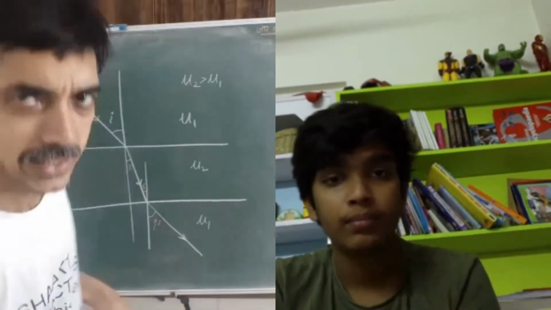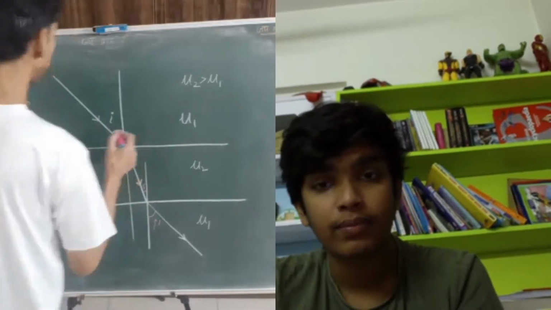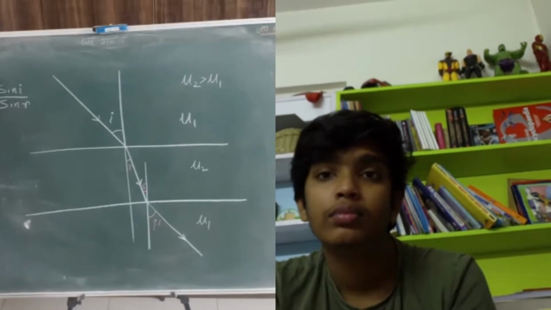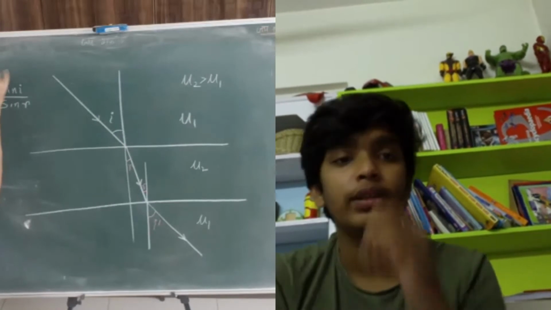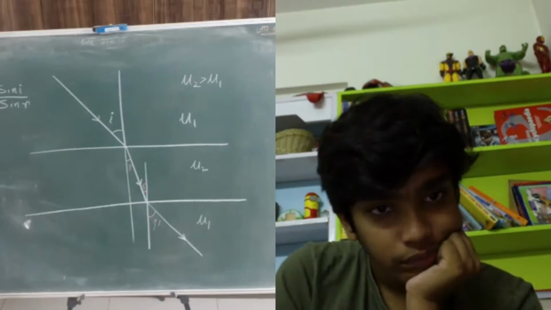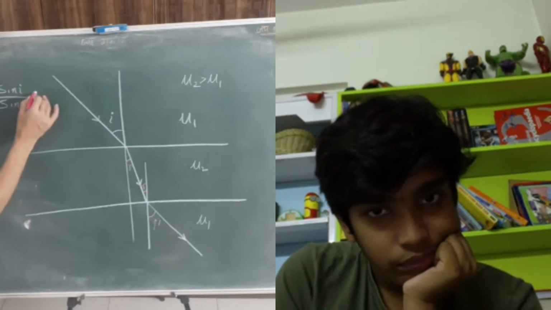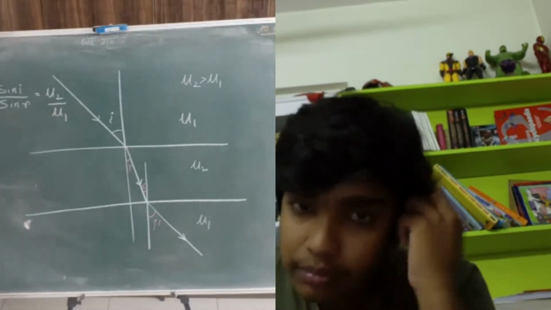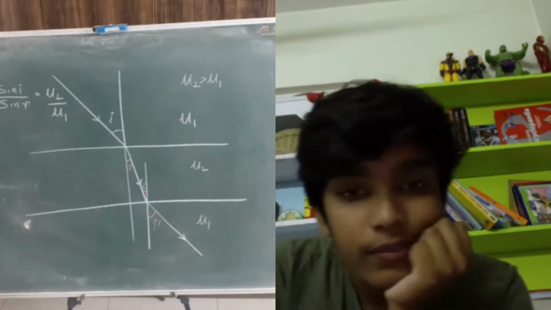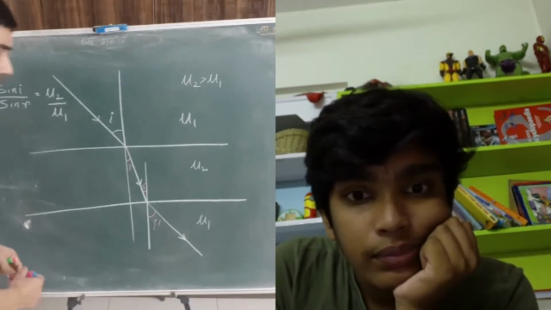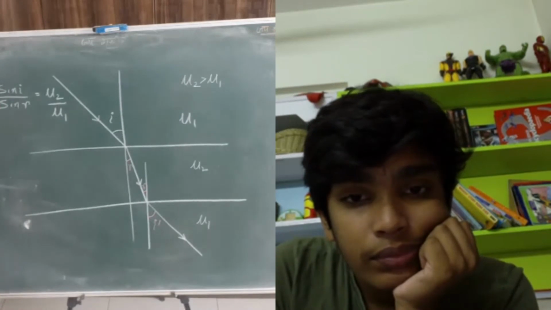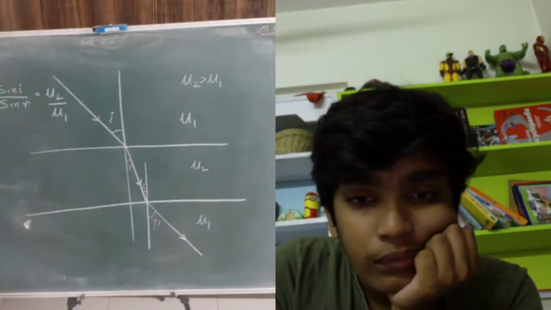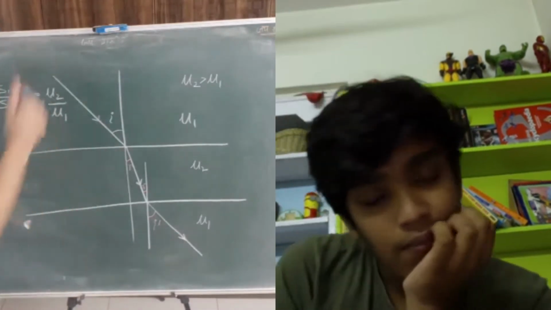Snell is the name of the scientist. It is also called Snell's law. Now tell me, for the first interface, what will you write? Sin I by sin R is mu2 by mu1, right? And now go for the second interface. You know very well that rays can be retraced, isn't it? The ray shown over here can be retraced, right?